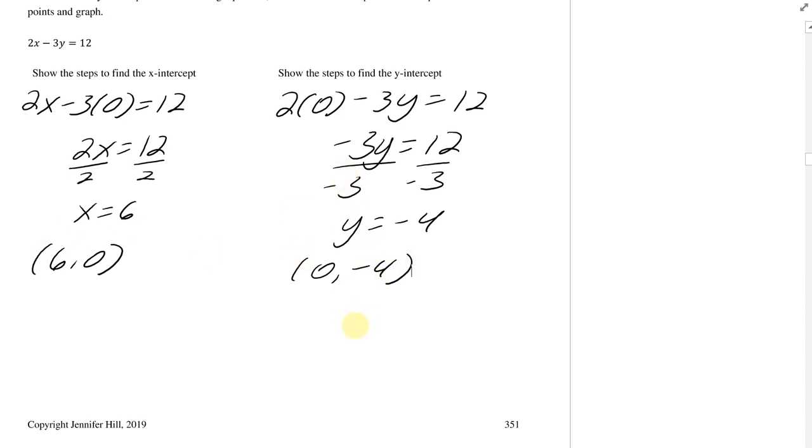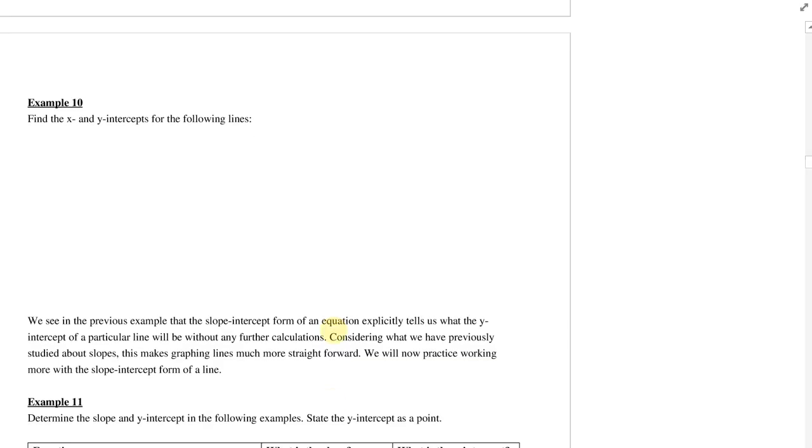So you want to make sure when you talk about intercepts that you actually write down what the intercept is. And they are two separate points, right? It would be incorrect to say that the intercept is 6, negative 4. That is not the case. They are two separate points. So that's a big distinction. Okay, so that's something we wanted to have reviewed before we start this.